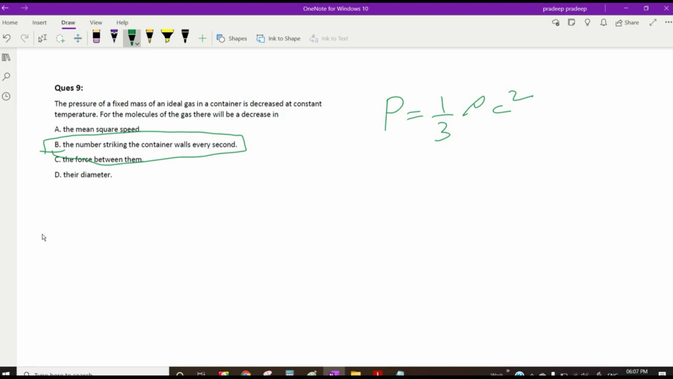So first of all, we cannot deduce from this that pressure and the mean square speed are directly proportional, because there is one more variable here, the density, which is mass by volume. Although the mass is constant, the volume may not remain constant, isn't it? So we cannot deduce that the pressure increases or decreases depending on c. There is a variable V, so unless you incorporate that in your deductions, we cannot use this formula.